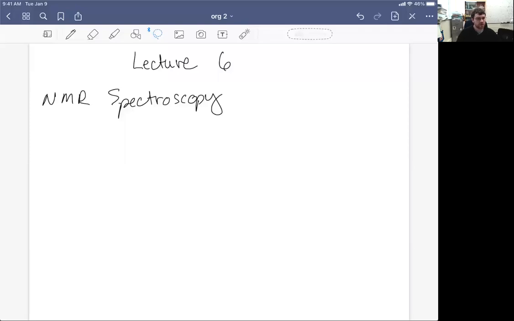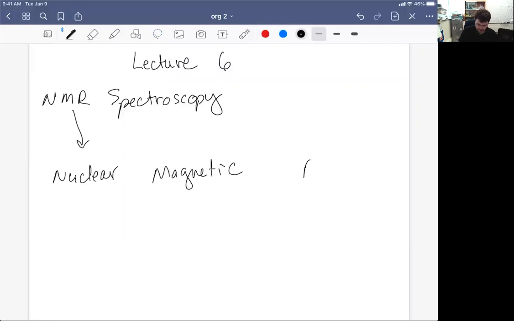So the focal point of this learning module is NMR spectroscopy. NMR spectroscopy is an example of an absorption spectroscopy. But let's break down the acronym once more. So NMR is nuclear magnetic resonance.